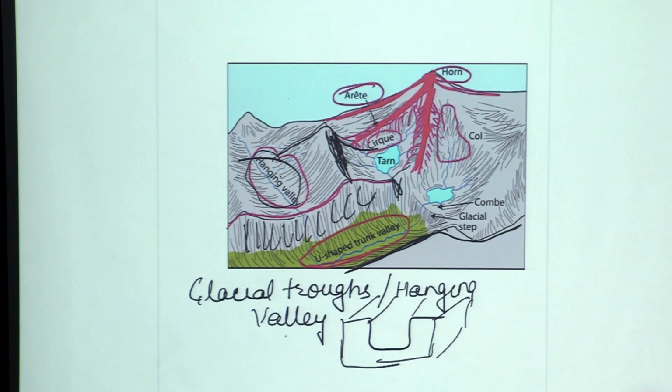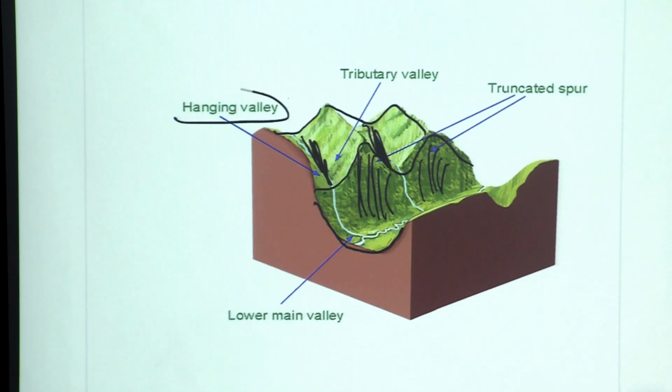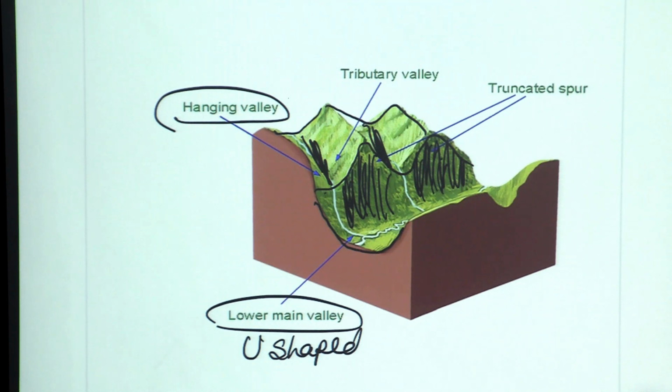Let us take it with this diagram. Glacial trough, truncated spurs, tributary valley. So what is tributary valley called? Hanging valley. And lower main valley, you call it U-shaped valley or you call it glacial trough. And what is this truncated spur? Truncated spur is the steep standing wall of the main U-shaped valley. So comparatively less gradient area.